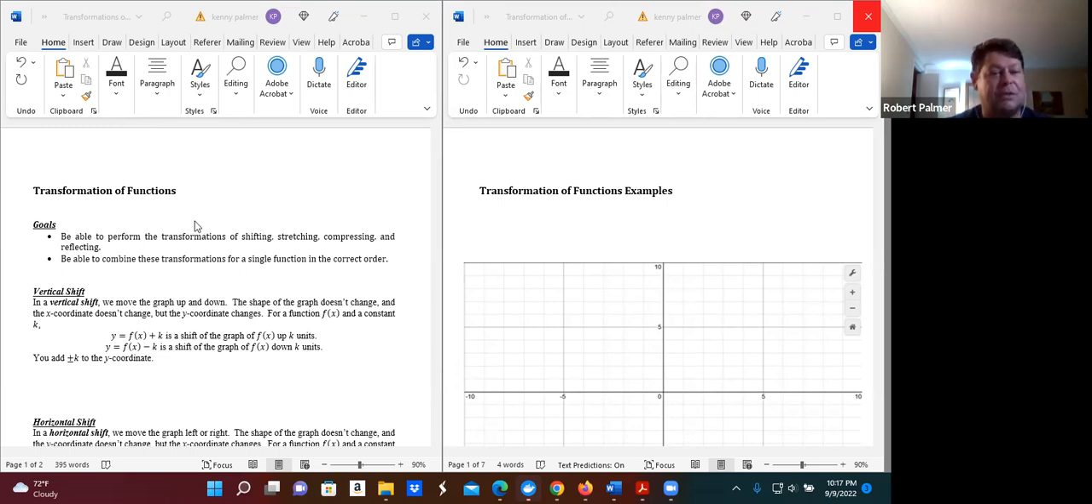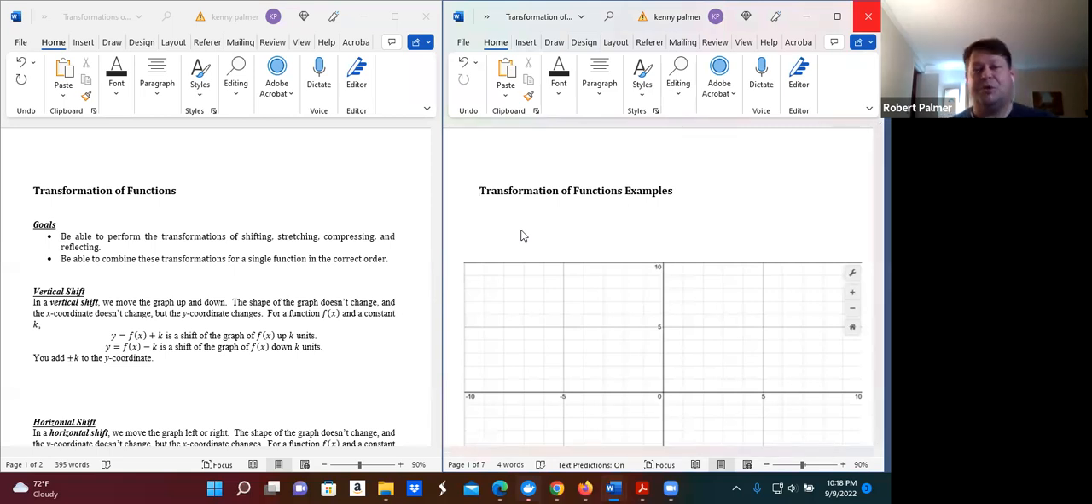So our goals, as it says: be able to perform these transformations of shifting, stretching, compressing, and reflecting. We'll define those. Be able to combine these transformations for a single function in the correct order. So we'll see how once we've learned the transformations, we can then combine them and have more than one transformation. We also want to make sure that we do those in the same order. It's a bit like order of operations for transformations. So make sure we all do the same thing and we all understand the order we're doing.